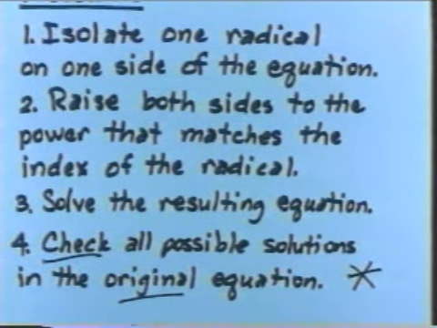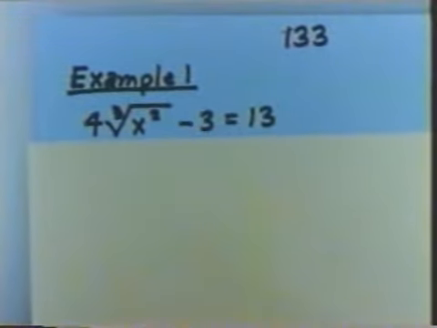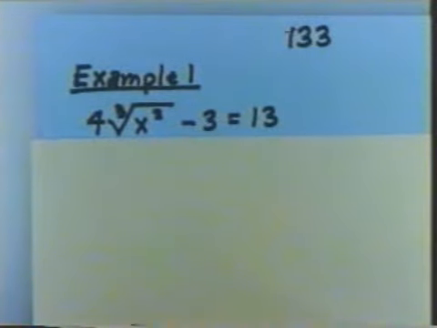Let's begin with an example. Example 1 is 4 times the cube root of x squared subtract 3 equals 13.